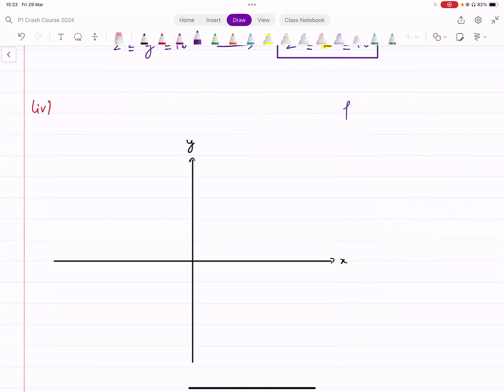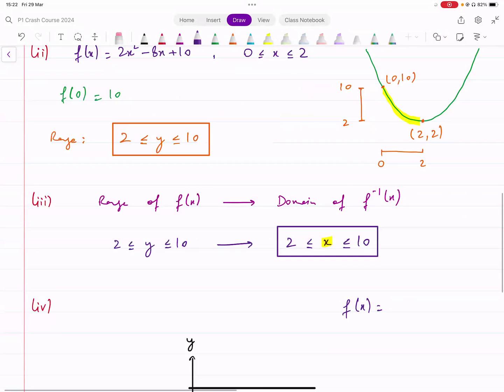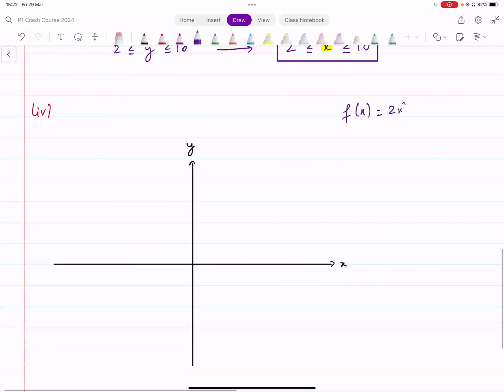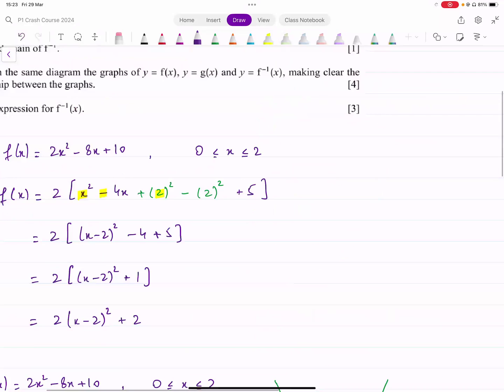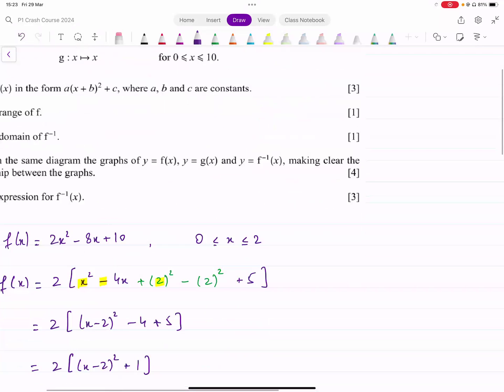One function is f of x, and f of x is 2x squared minus 8x plus 10. And the domain of the function is from 0 to 2. Now, keep in mind, you should only draw the graph for the domain that is given. You should not draw it outside the domain. It should only be from 0 to 2. Okay. What about g of x? g of x equals x, and what's the domain of that function? Domain of g of x is from 0 to 10.